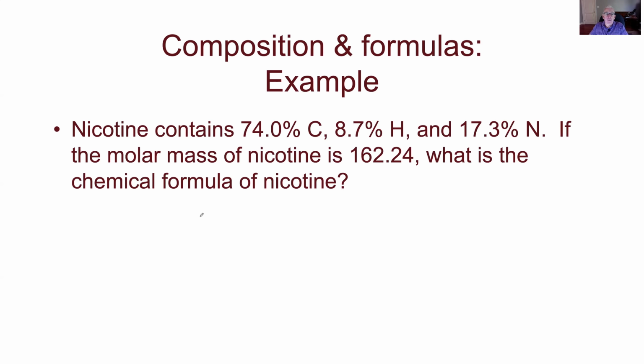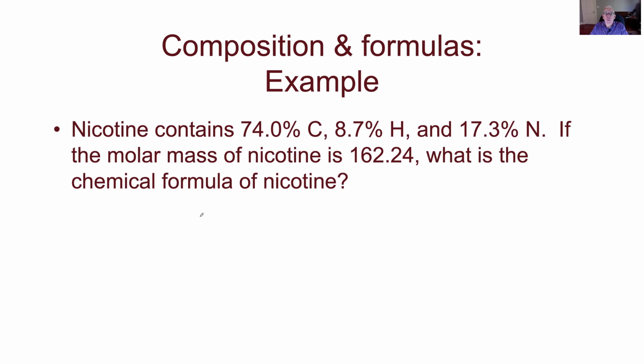So I've got my percentages there. It says the molecule I'm going to work with for some reason is nicotine, just a randomly chosen molecule, really. And it says it's 74% carbon, 8.7% hydrogen, and 17.3% nitrogen. That's by mass, okay?